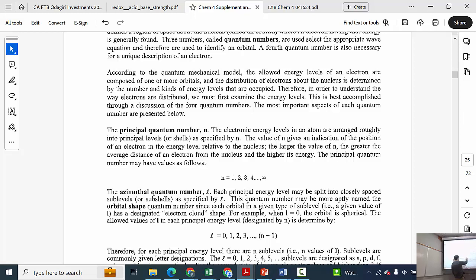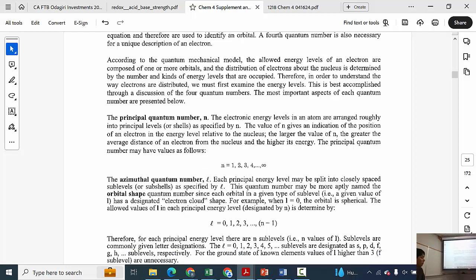n is equal to 1, 2, 3, 4, etc. That's a mathematical restriction because if you put any other n value into the Schrodinger equation, it fails. And so these are the only n values that work in the Schrodinger equation. And we think of n as just being the energy level.